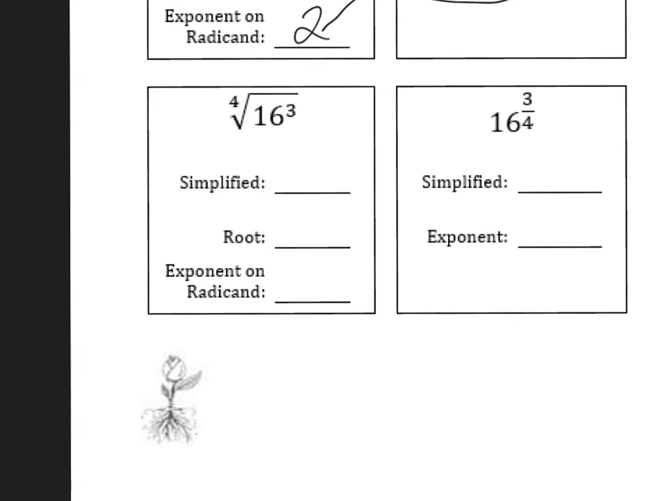My next one, 16 to the third, the fourth root of that. What number should that give me? It should have given you 8. My root is 4, and my exponent is 3. Same thing for the other one. My simplified version is 8, and my exponent is 3/4. So one more time, the 4 went up, the 3 went down.